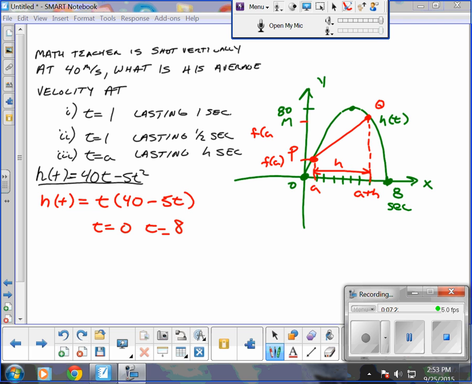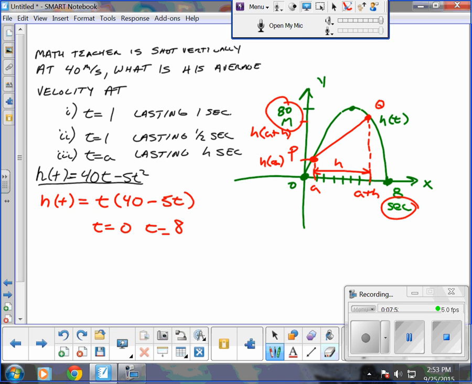Or I suppose this time it's not f, is it? I suppose this time I should be using the function name h. So I'll make that small change. And if I do that, it's just h of a and h of a plus h. Again, the average velocity is the slope of the secant line. Look at the units. Meters divided by seconds, right? The slope, meters per second. Average velocity. Distance per time.